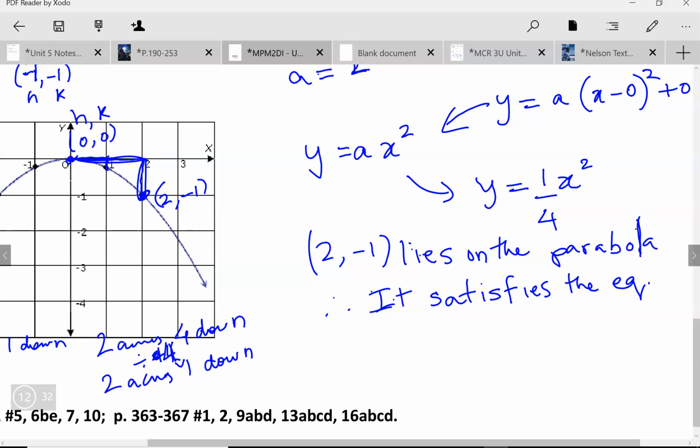And so it satisfies the equation, means I'm going to put x equals 2 and y equals negative 1. So negative 1 equals... I actually forgot the negative here because I'm going down. Oops, therefore, 4 down, right? So there should be a negative in my equation. But again, we'll see that when we do the check, right? So a times x, which is 2 squared. 2 squared is 4. So negative 1 equals 4 times a.